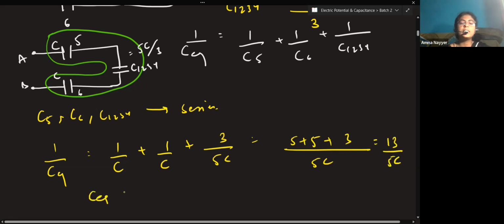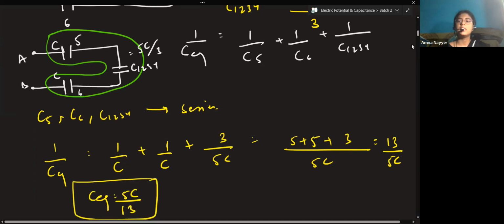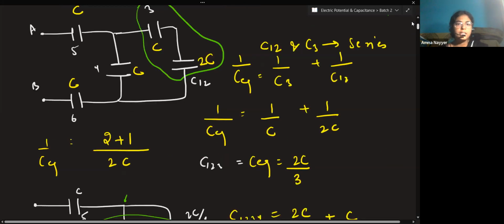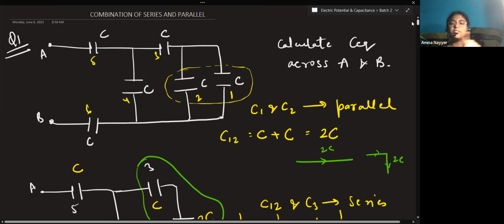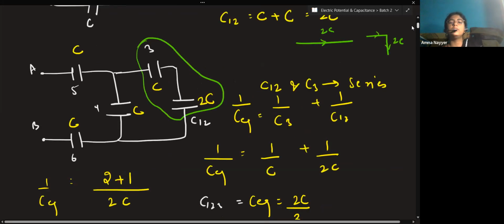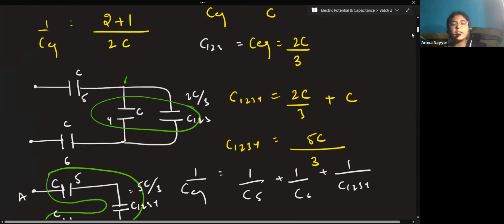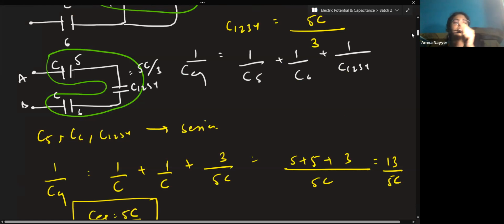So your C equivalent is 5C divided by 13. This is your whole capacitance for the full circuit. So in this manner, you can start with it. Take the whole circuit, identify areas where it can be reduced, means you can identify parallel or series. We had seen C1 and C2 were connected in parallel. Then C1, 2 was connected in series with C3. Then their resultant was connected in parallel. And finally, we got a single circuit, connected by a single wire, which were connected in series.